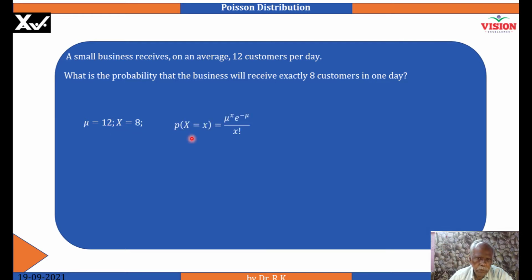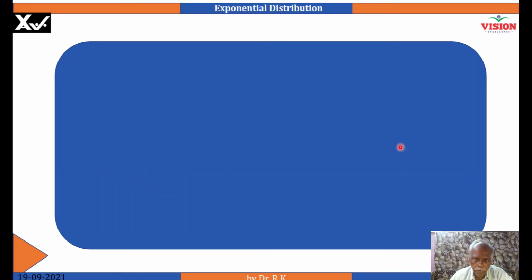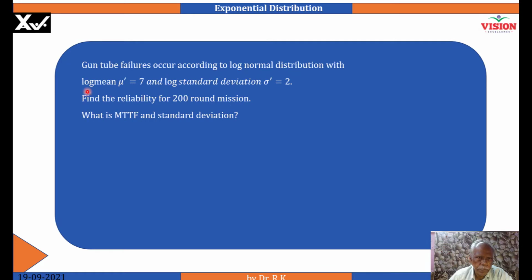Now we are going to use this equation, Poisson distribution equation. Probability of capital X equal to 8 is equal to mu power x, mu is 12, e power minus 12, divided by factorial 8. If you substitute, you will get 6.55%. This is Poisson distribution. And the distribution will be like this. And the value is shown here in the plot. Now we will see exponential distribution.